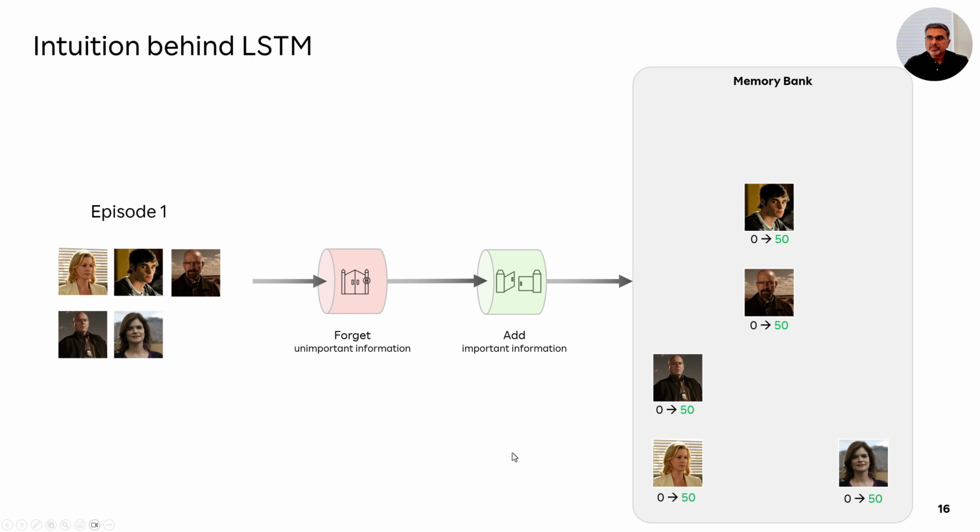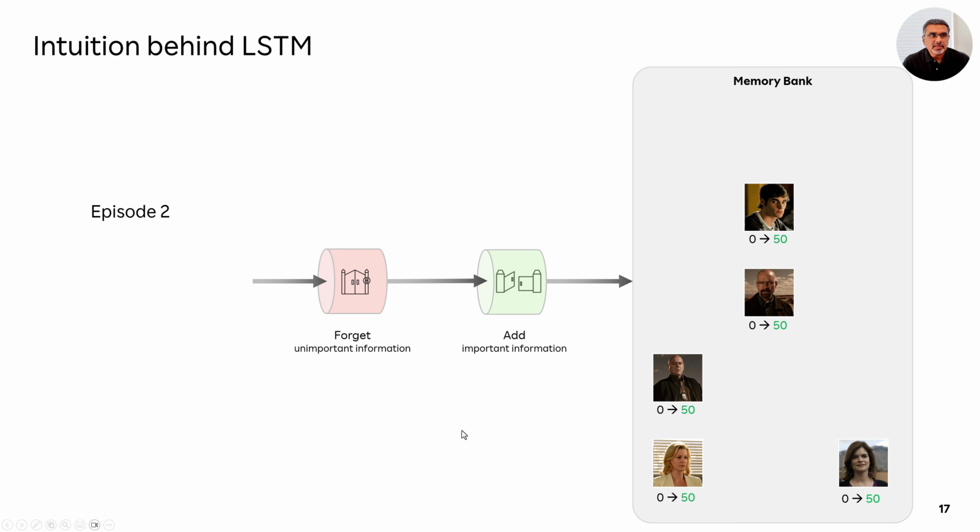Initially our memory bank had none of these characters, so their score was 0. Let's assume that each of these characters in the first episode has an equal amount of time on the screen. So we score them on a scale from 0 to 100 as 50, because each one has equal presence in the TV series. So they are all of equal importance at this stage.